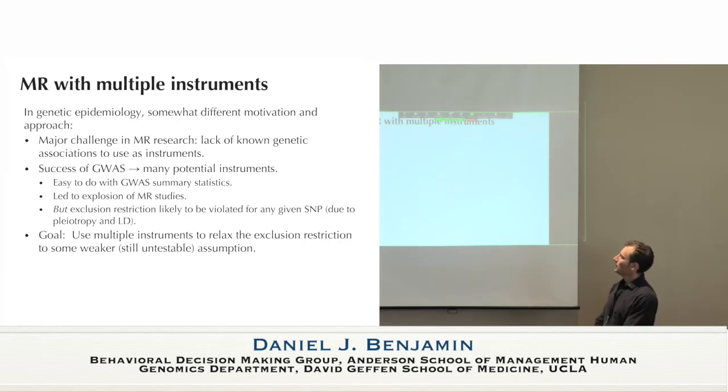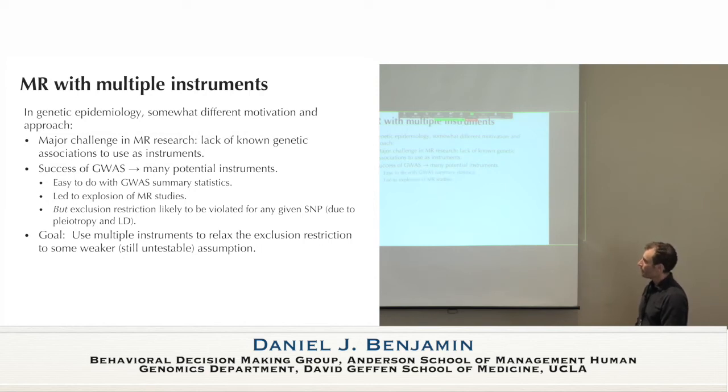OK, so now in the Mendelian randomization context, there's been a somewhat different motivation and approach to doing multiple instruments. One of the major reasons why there was relatively little Mendelian randomization work in the early 2000s was that there just weren't a lot of genetic associations to use as good instruments. And the success of GWAS studies in identifying lots of variants solved that problem, because now there's lots of potential instruments that you could use.